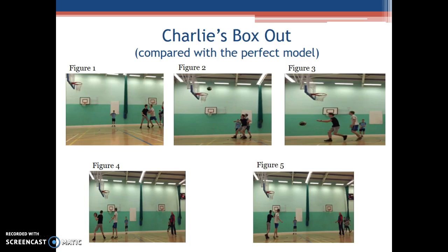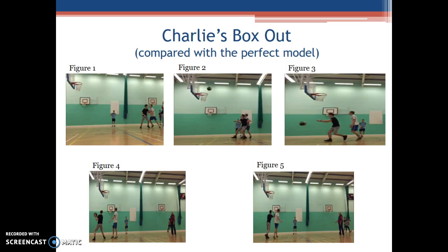Figure 3 then shows that Charlie has watched the ball bounce, still holding off his man. It is good that Charlie has watched the ball drop and then collected it, as if he tried to receive the ball without the bounce, it may have slipped through his hands as it's coming at speed with the gravity. The bounce decelerates the ball.